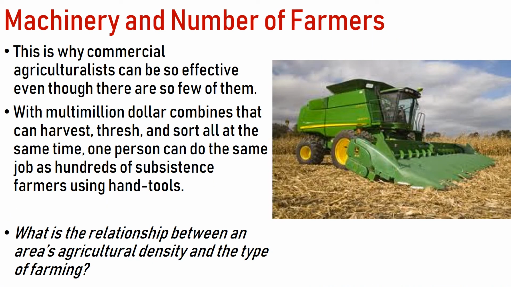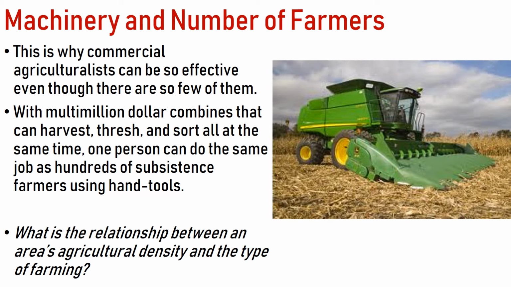So this is why commercial agriculture is so effective when such a small amount of our population is actually performing the farming. These $1 million machines can do the jobs of hundreds of subsistence farmers with hand tools.